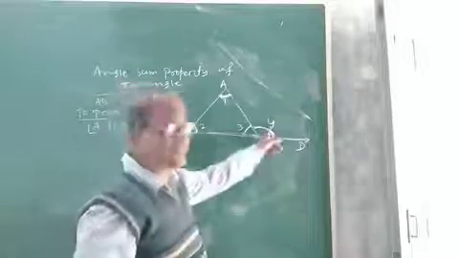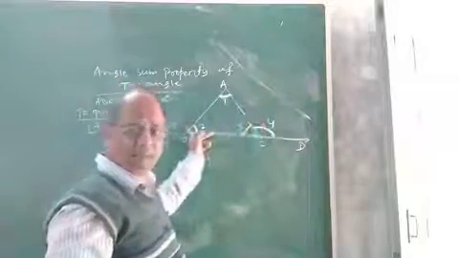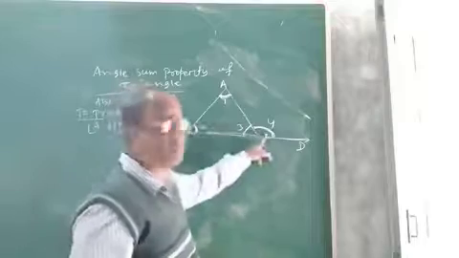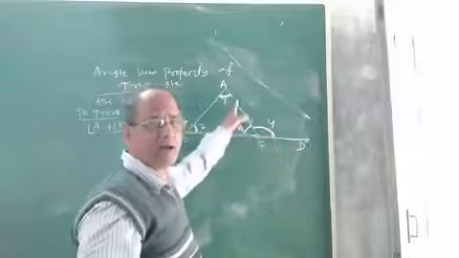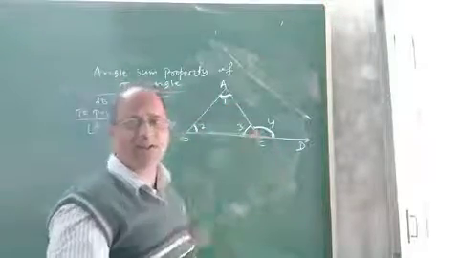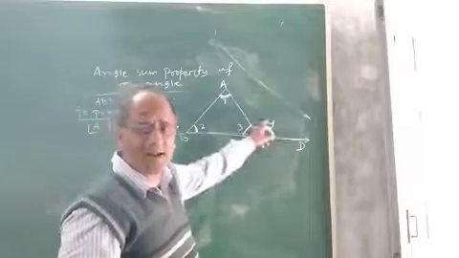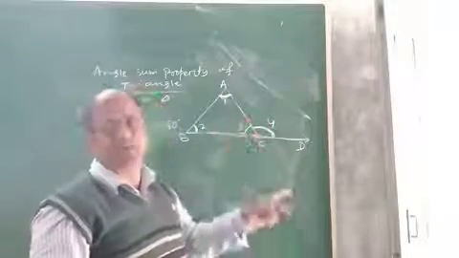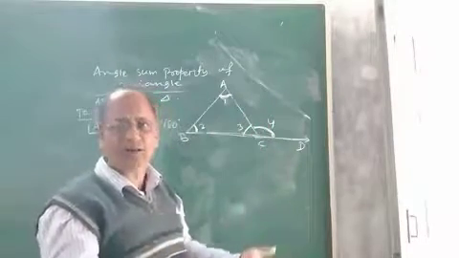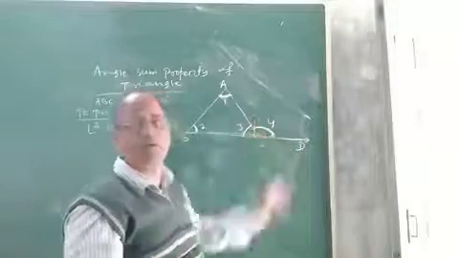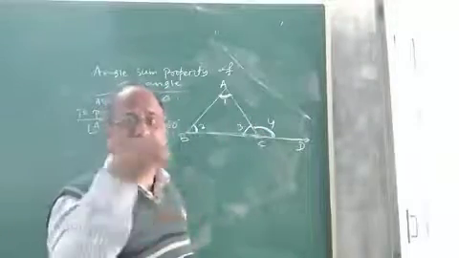Now the point is, if this is exterior and angle 1 and 2 are interior opposite, then what is the relation between angle 4 and angle 1 and 2? I mean, what is the relation between an exterior angle and its two interior opposite angles? You know what is the relation. Exterior angle is always equal to sum of interior opposite angles.